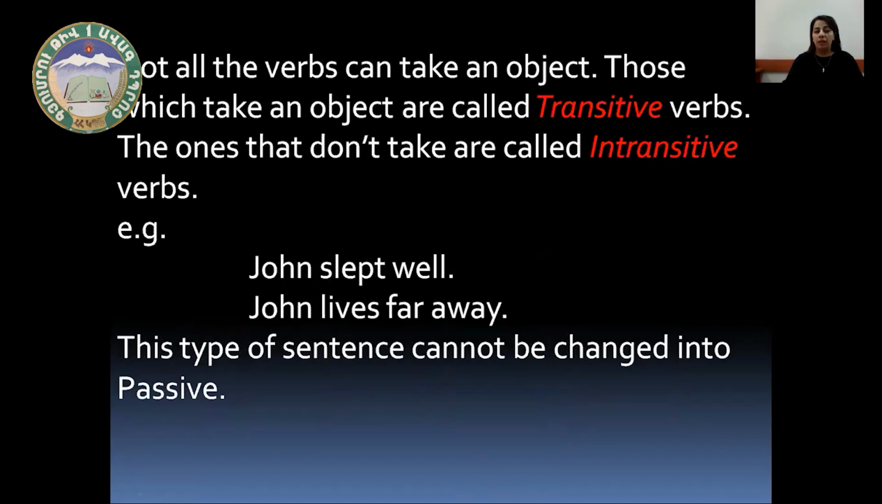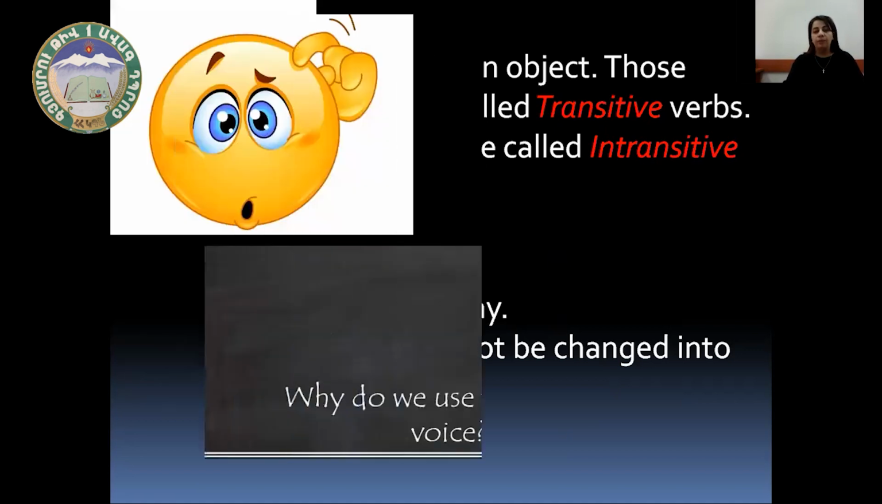We should note that not all the verbs in English can take an object. Those which take an object are called transitive verbs. The ones that do not take are called intransitive verbs. For example, let's look at the following sentences. John slept well, or John lives far away. This type of sentence cannot be changed into passive because there isn't any object on which the action is performed.